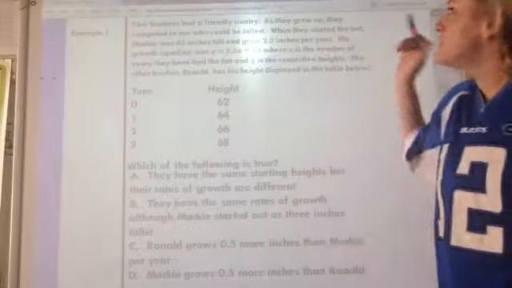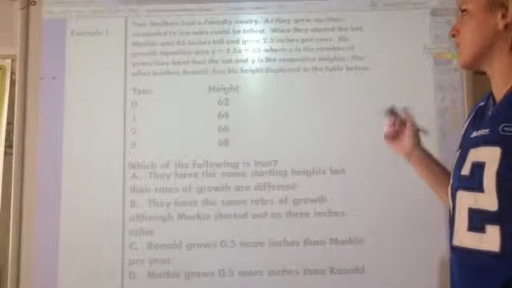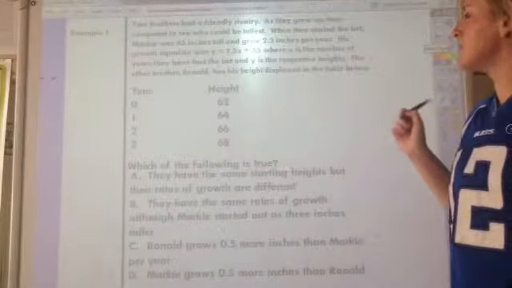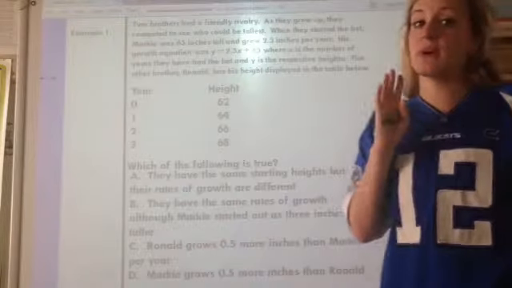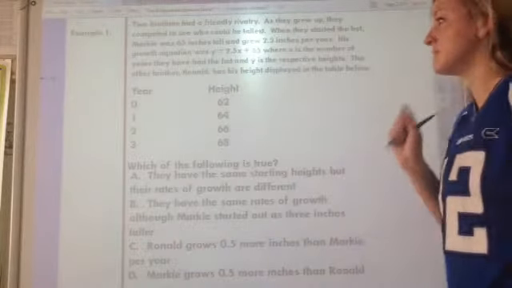All right, two brothers had a friendly rivalry. As they grew up, they competed to see who could be the tallest. Boy, I know I did that with my sister, and she is still peeved that I turned out to be taller.